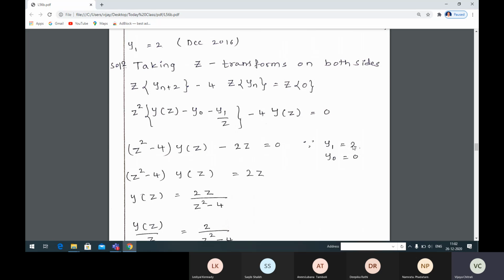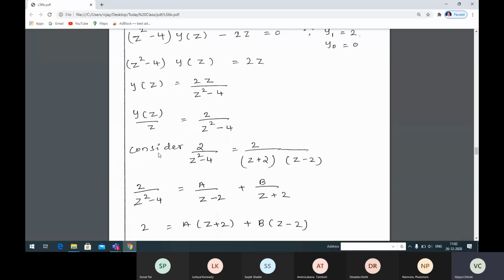Why? Because we have used the conditions y0 is 0, y1 is 2. We want y of z. So for that, z square minus 4 y of z is equal to 2z. So y of z is equal to 2z divided by z square minus 4, and take this z to this side. So y of z divided by z is equal to 2 divided by z square minus 4.